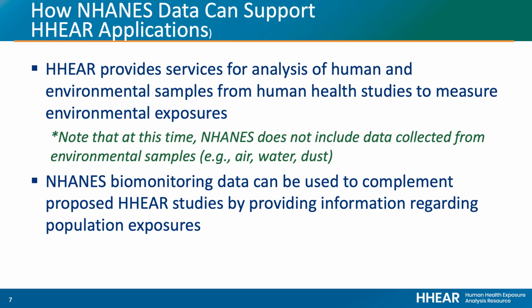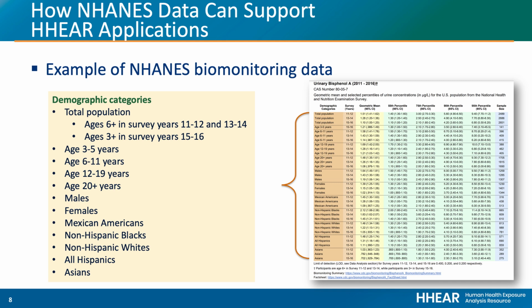HEAR provides services for analysis of human and environmental samples from human health studies to measure environmental exposures. While it is important to note that NHANES does not include information from environmental studies, such as those with air, water, or dust samples, NHANES biomonitoring data can be used to complement proposed HEAR studies by providing information regarding population exposures. For example, the NHANES biomonitoring data can allow you to look at population data for the total population, such as ages 3 years and up, gender, years, and other demographic categories.